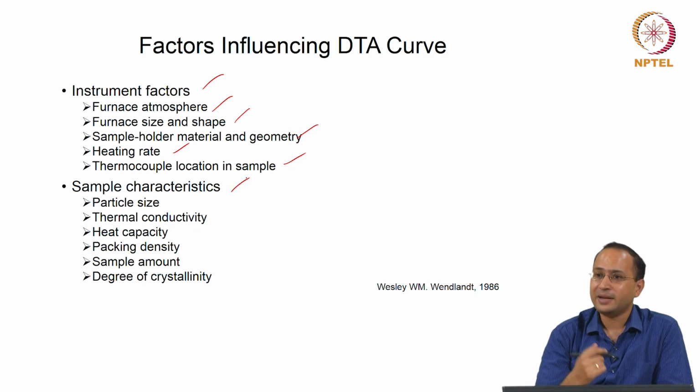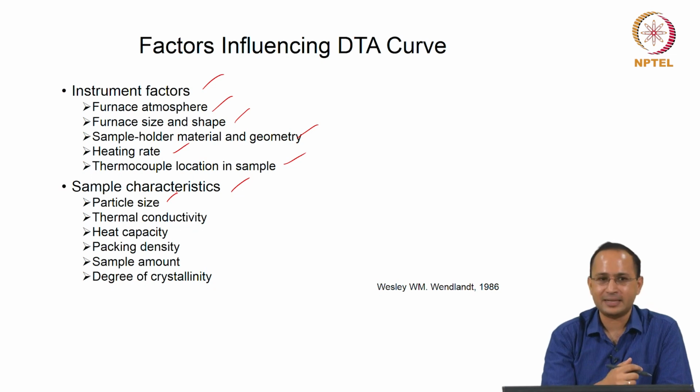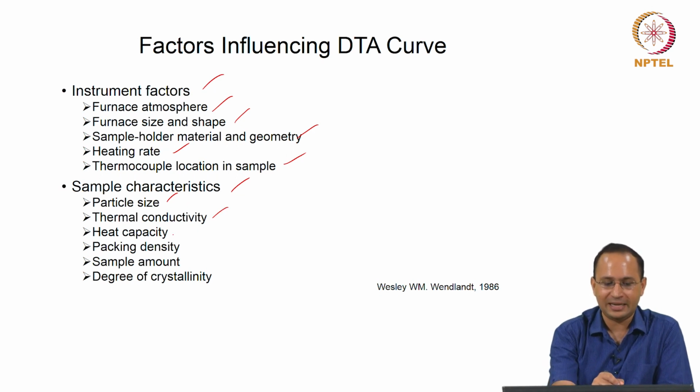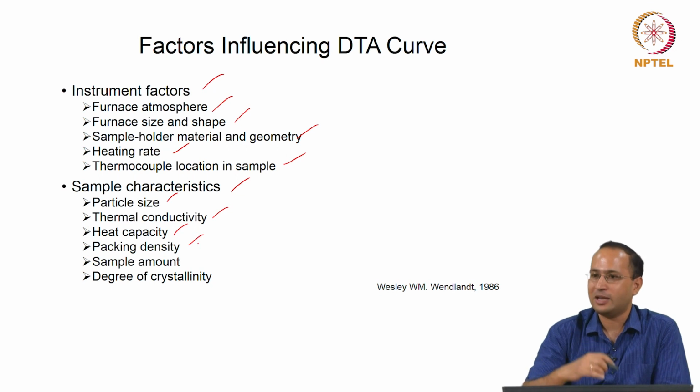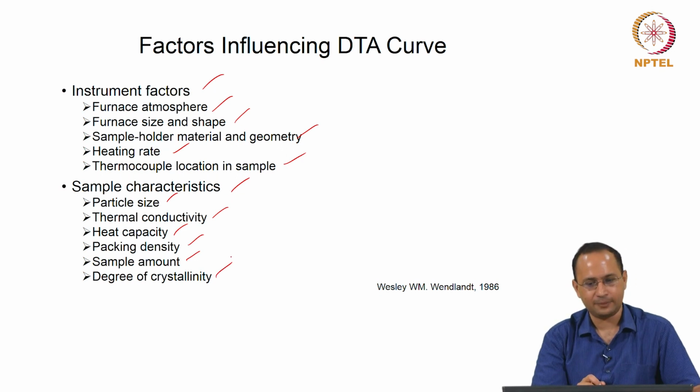Also there are sample characteristics. What kind of sample, like what is the particle size, right. If you are looking at powder, what is the particle size and how it influences your DTA curve, that is also important. Thermal conductivity, heat capacity, packing density, how well you have packed your powder, for an example. Sample amount, 5 milligram versus 10 milligram versus 15 milligram, 20 milligram, right. These are some sample characteristics which will influence your DTA curve, degree of crystallinity.